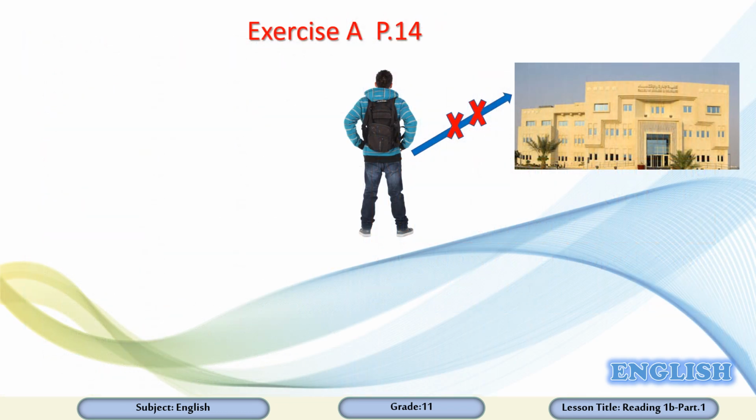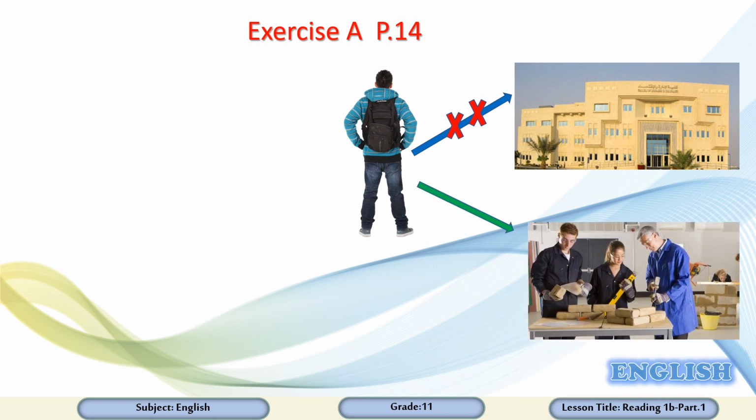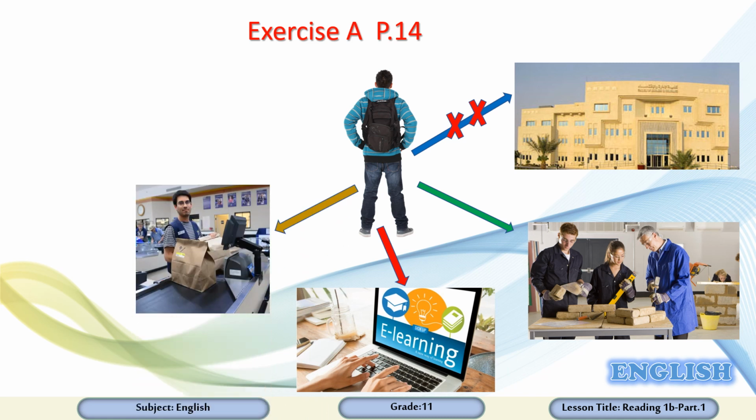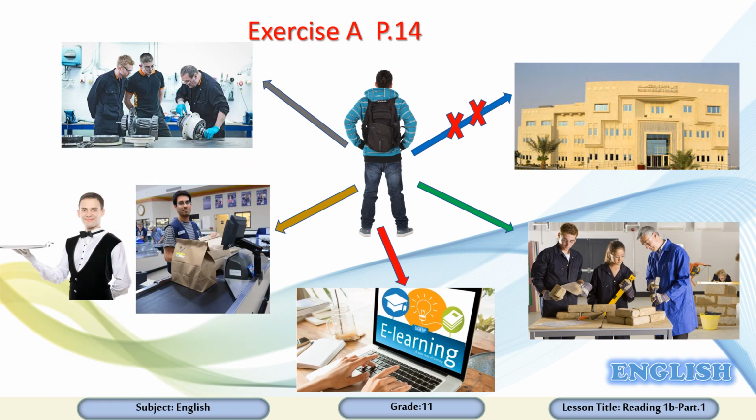For those students who do not want to go to university, they still have many other options. For example, they can join a technical school which prepares them to do a job or a trade. Another option will be to take online courses. They can also work in the service industry and have jobs in supermarkets or work as waiters. Another option will be to take an apprenticeship.